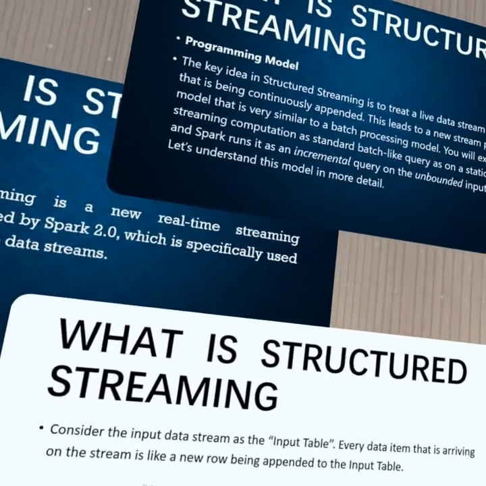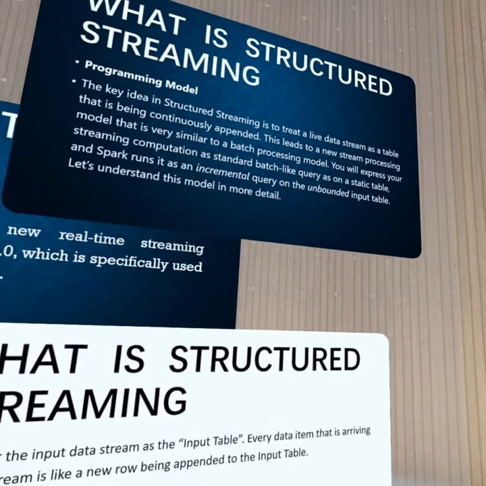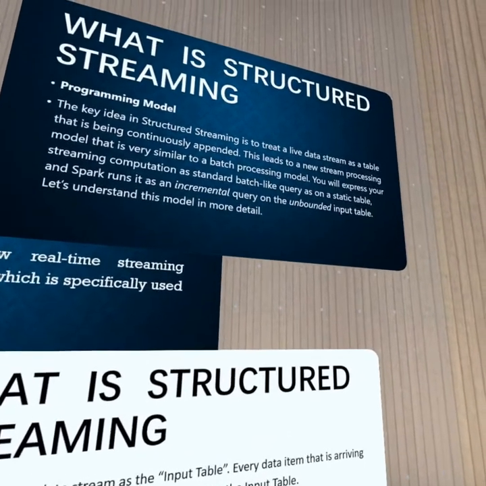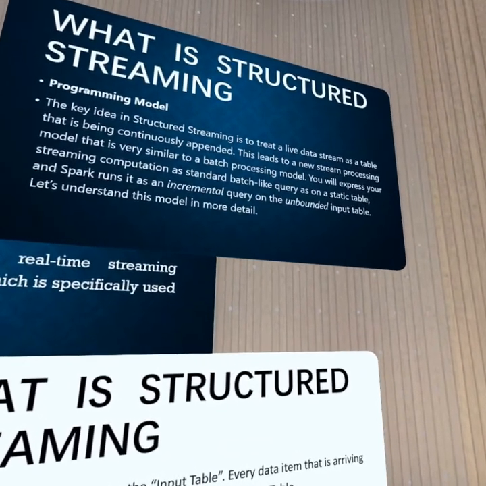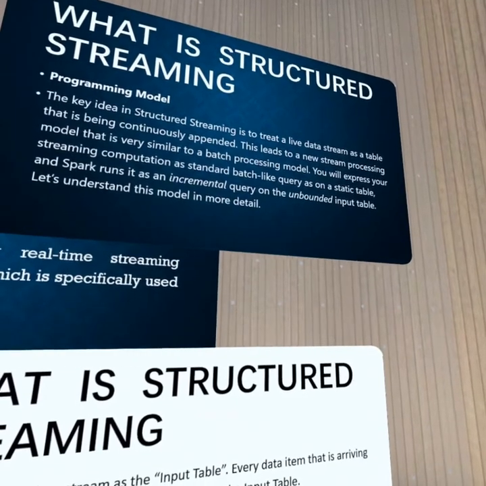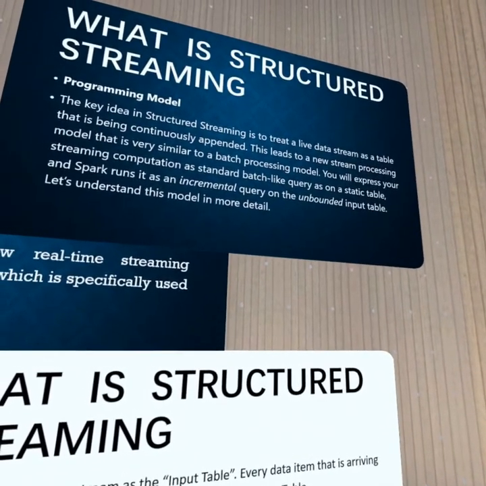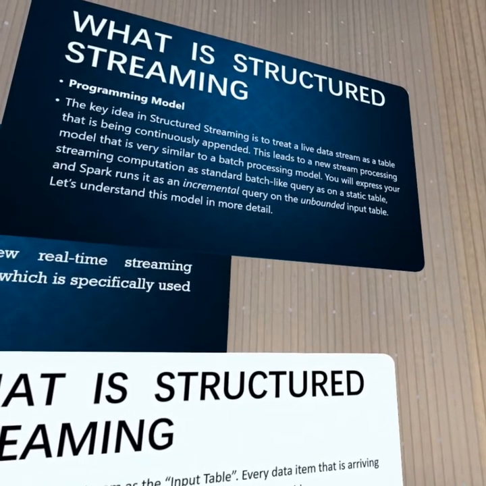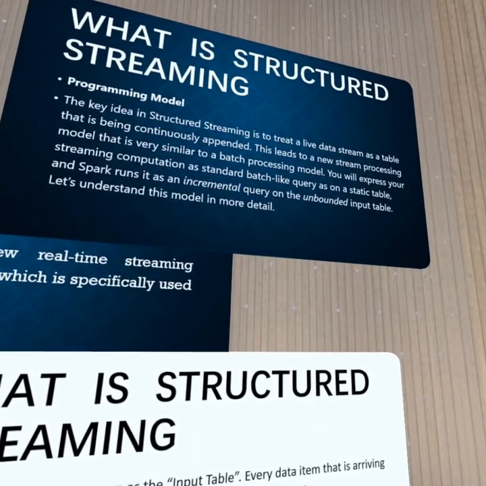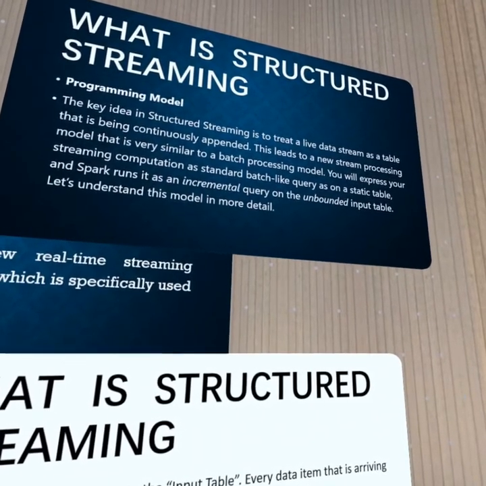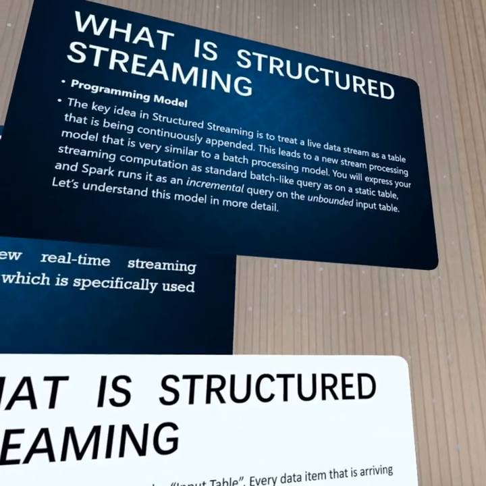The key idea in structured streaming is to treat a live data stream as a table that is being continuously appended. This leads to a new stream processing model that is very similar to a batch processing model. You will express your streaming computation as standard batch-like queries on a static table, and Spark runs it as an incremental query on the unbounded input table.